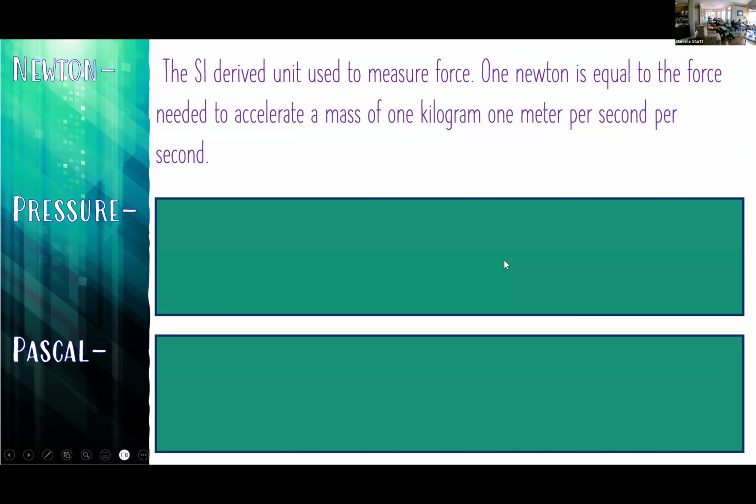So, all right. Somebody want to define a Newton for me? What's a Newton? All right, PJ. SI unit of force. Yeah, it's an SI unit derived for a measure of force. 1 Newton is equal to the force needed to accelerate a mass of 1 kilogram, 1 meter per second per second. So some of you are going to remember that from physical science.